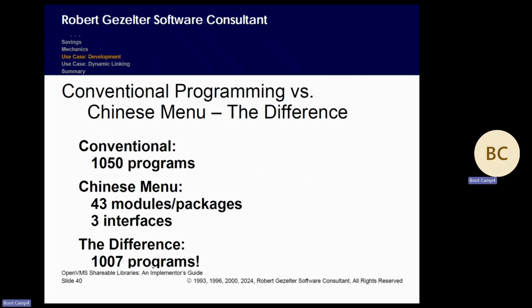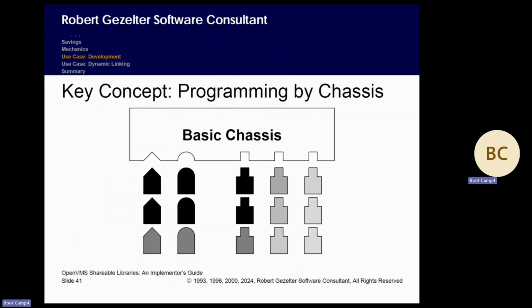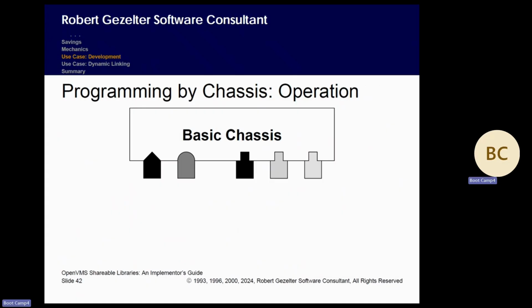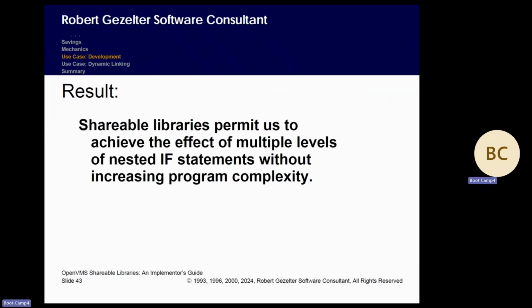If you do it conventionally, it's 1,050. If you do it by pieces, it's basically 43 with 3 interfaces. That's a lot smaller. And this is what you get graphically. You get a couple of attachment points and various plugins that plug into said attachment points. You pick your choices, you assign the choices to the logical names, and you get to achieve the equivalent of lots of if statements with a handful of lines of DCL.